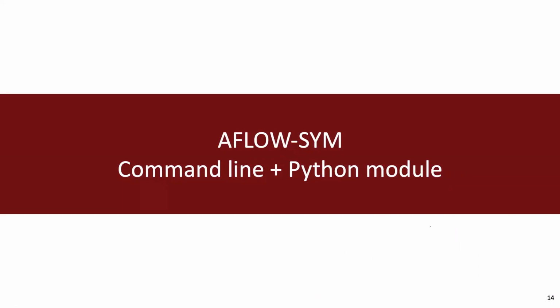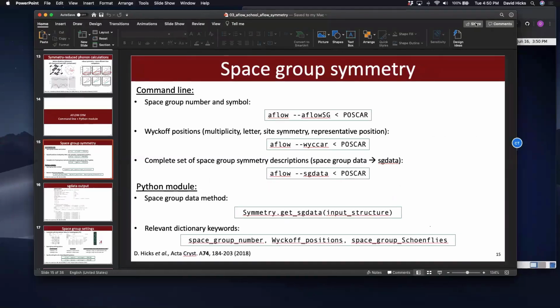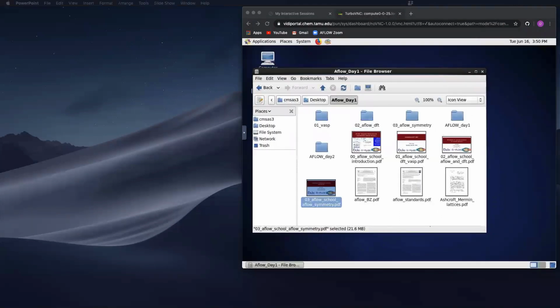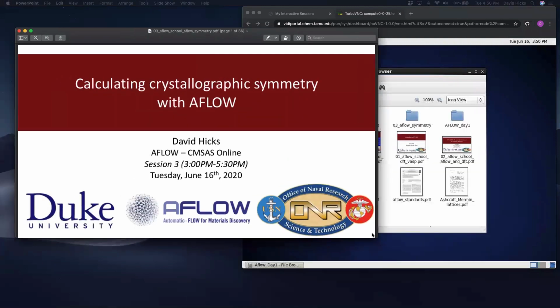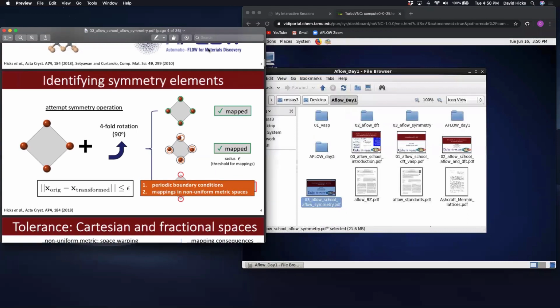Okay, now I'm going to show you how you can actually use the AFLOW-SYM functionality. In addition to the online interface, you can also use the command line, and we also have a Python module. So if you work with Python, you can easily integrate this into your framework. Okay, I'm going to open the portal. I'm actually going to move this, and I'm going to get the PDF version so we can see it better. I guess any questions up to this point before we start the exercises?